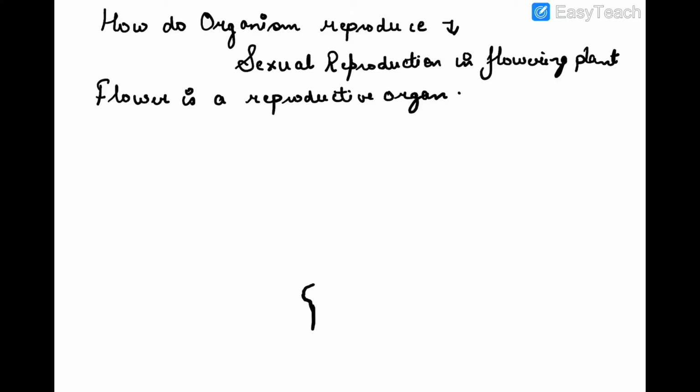Now, a flower is a reproductive organ in a flowering plant. If we talk about the structure of a flower, it has the following parts. It has a stalk by which it is attached with the stem.